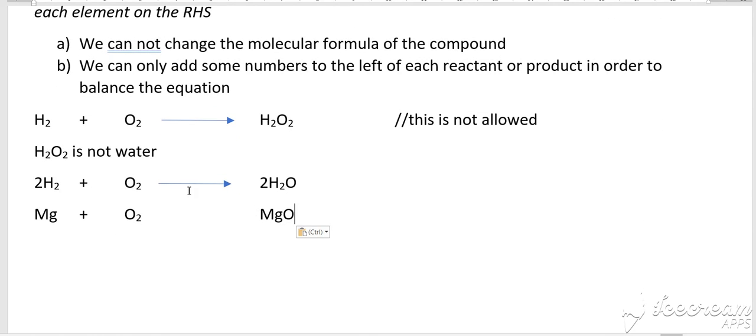Here also we can write 2. Here also we can write 2. That takes care of the number of oxygen atoms on both sides of the equation. But number of magnesium atoms, here it becomes 2, and here there is only 1 atom of magnesium. So to balance that, we can write 2 over here, and that makes this equation also fully balanced.